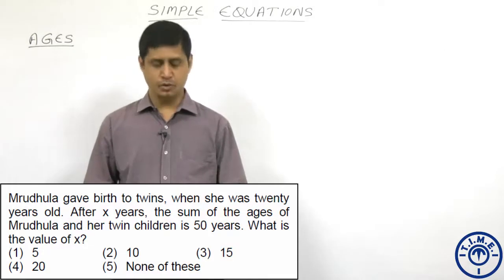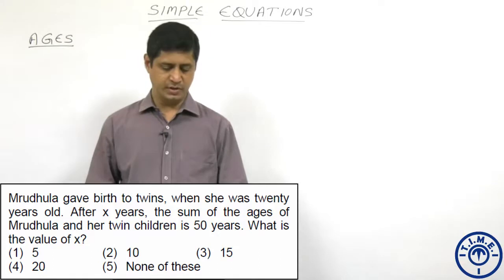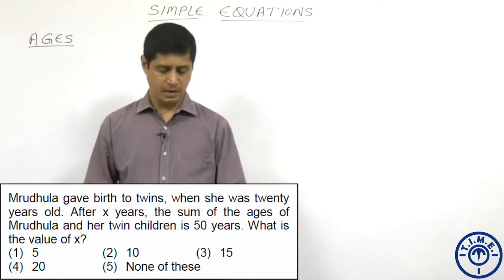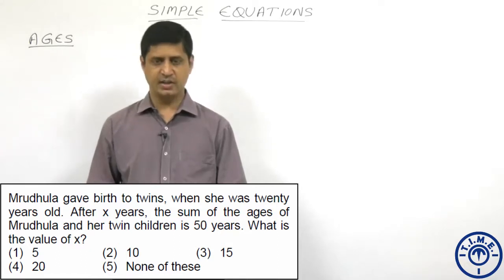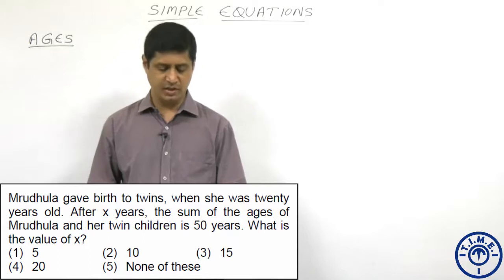Mrudula gave birth to twins when she was 20 years old. After X years, the sum of the ages of Mrudula and her twin children is 50 years. What is the value of X?